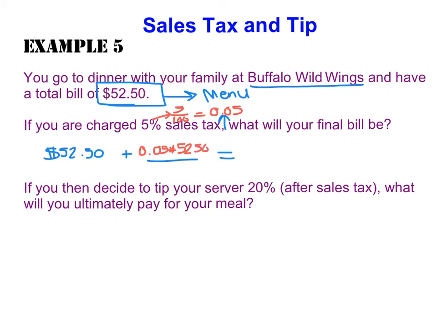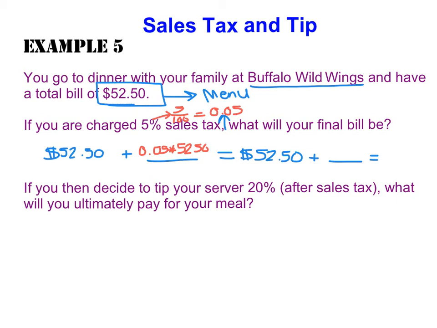So notice how similar this is to the percent markup problems that we did earlier today. So I still have $52.50, and now what I'm going to do here is calculate what my sales tax is actually going to be. So we're going to take 0.05 and multiply it by $52.50.